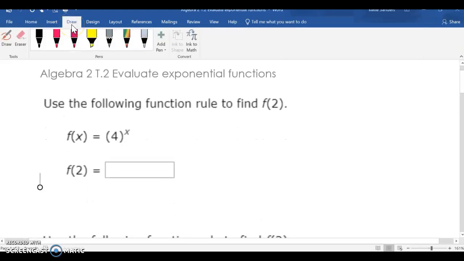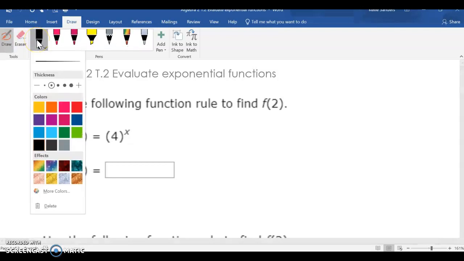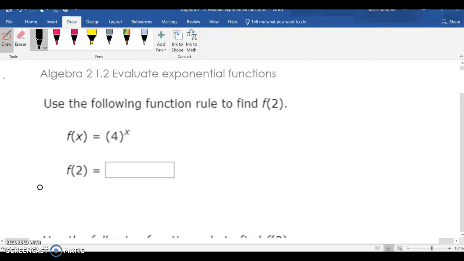T2, evaluate exponential functions. As long as you use your calculator correctly, this shouldn't be too bad of a lesson, because I know that you're not going to want to try to do these on your own, right?